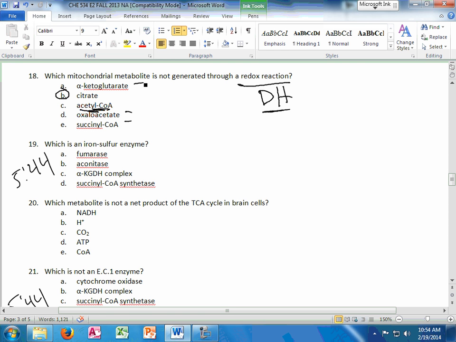which is an iron-sulfur enzyme, aconitase. If you look on that slide again that lists all the reactions, you'll see that succinate dehydrogenase is an iron-sulfur enzyme as well.